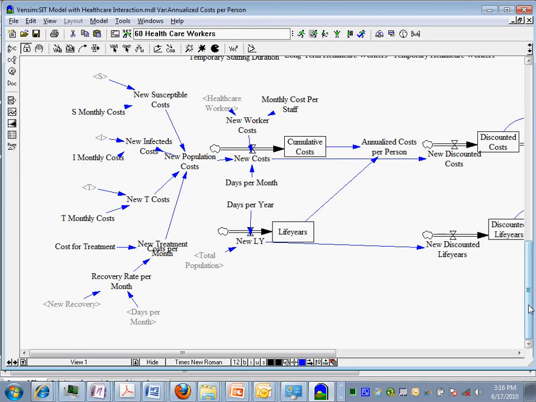So maybe there's 10 people a day who are recovering. That's what new recovery is, 10. And that's 10 per day, and this is days per month. Let's suppose we say it's 30.5. So on average, that's 305 people recovering per month. And each of those people has a sort of one-time cost associated with treatment. We multiply that and get a certain number of treatment costs per month. Does that make sense? Yeah, that's treatment costs per month.